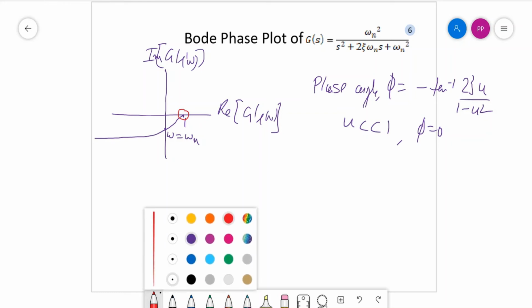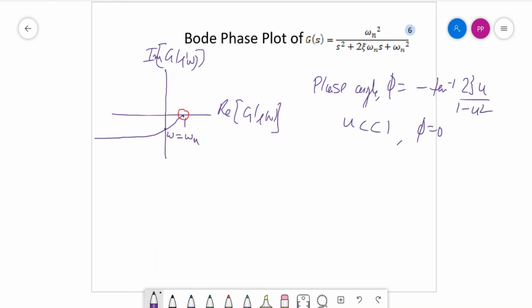Now consider the higher frequency. When u is very much greater than 1, how do we get the phase? You see here, what should be the phase? Phase should be minus 180 degrees, right?